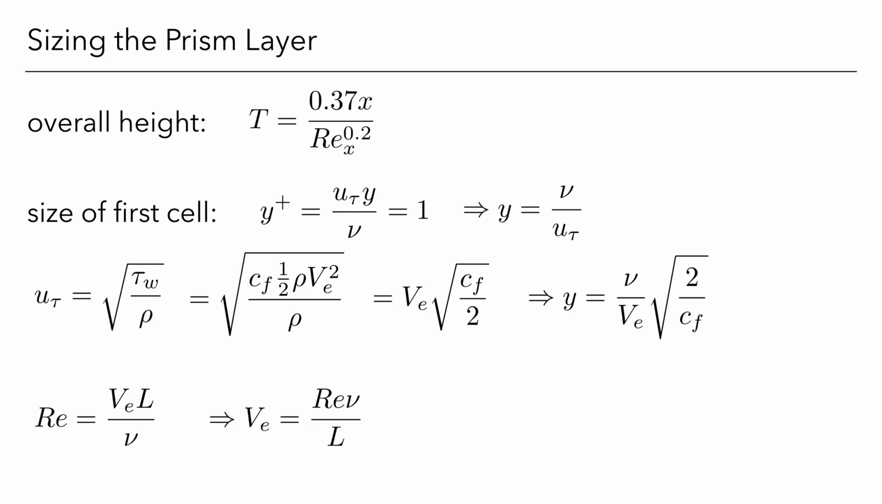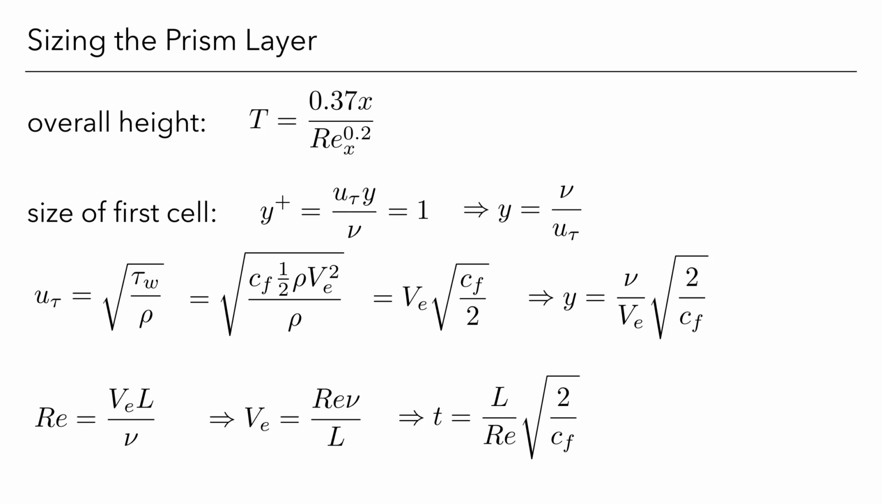So here I've solved it for VE, and I'm going to plug that into my expression up above for y, and this is what I get. I changed this generic y to T, and this little t is going to mean the distance to the first cell. So big T is the distance to the last cell in my boundary layer. Little t is the distance to that first cell.